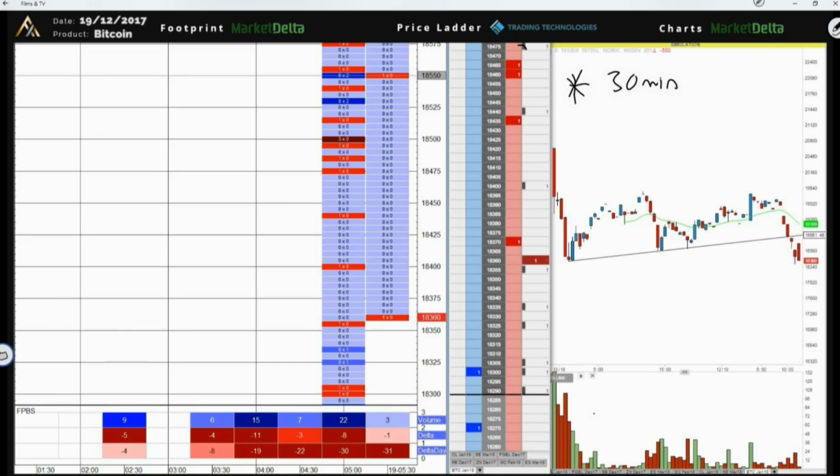Now, the goal of this is not necessarily to go and trade Bitcoin. The whole purpose of this bonus material was to give you an understanding that the footprint tool can be utilized anywhere. It's a principle-based tool. It allows us to understand the interaction between buyers and sellers.